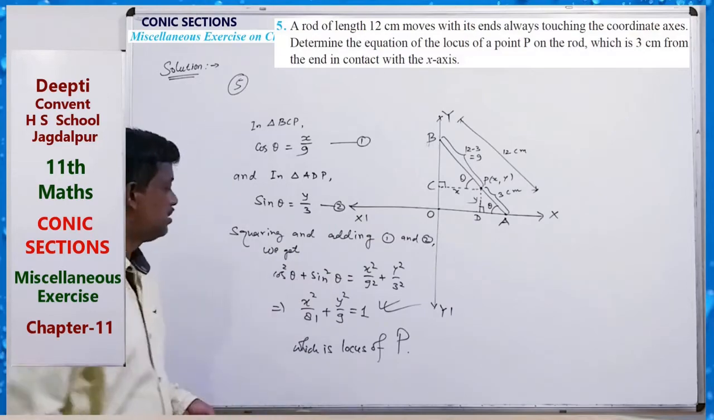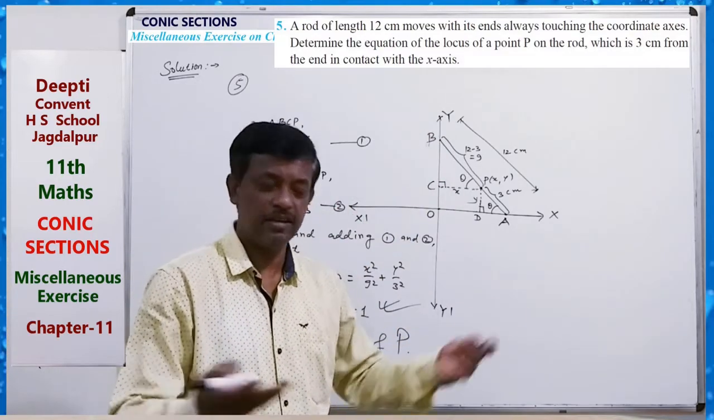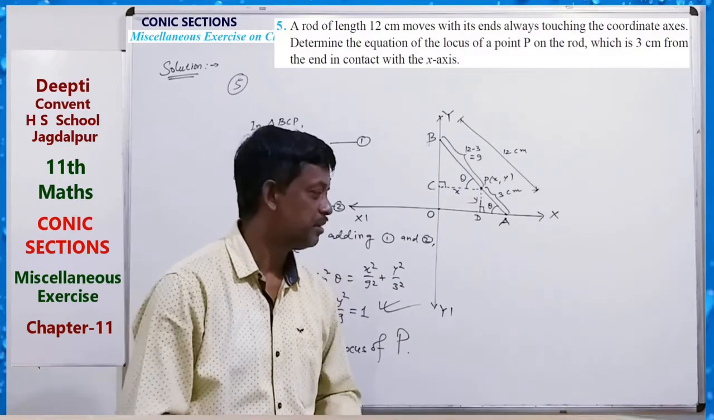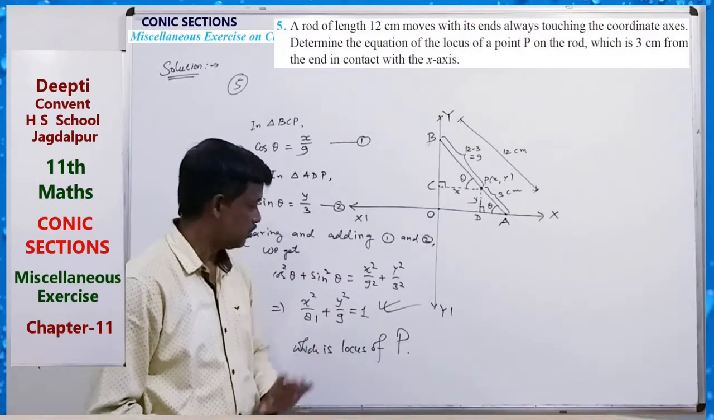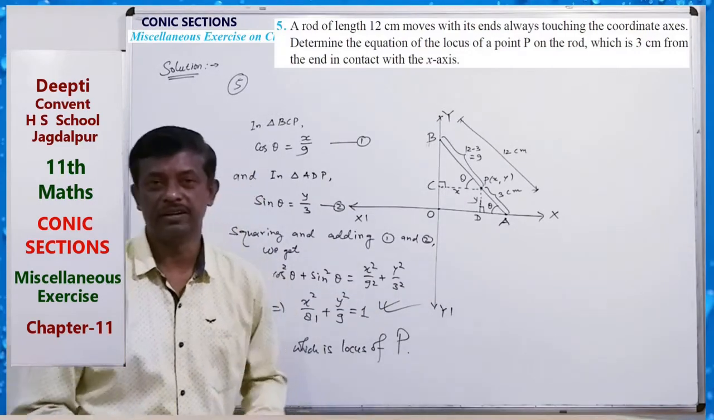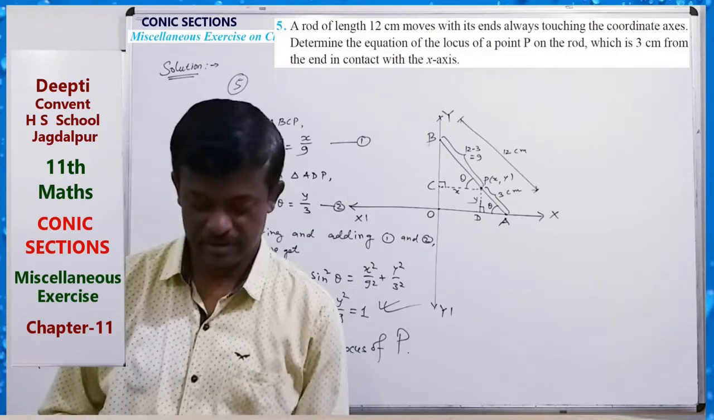So very simple solving questions. You just have to draw the diagram first, and then you can identify the required quantity that we want to find after drawing the diagram. So this is question 5.